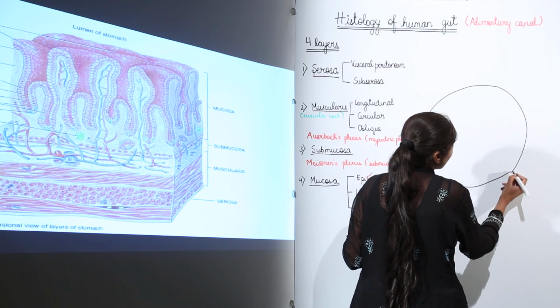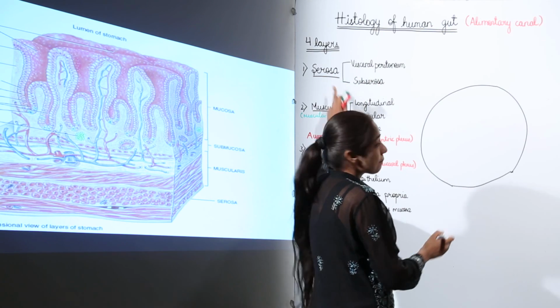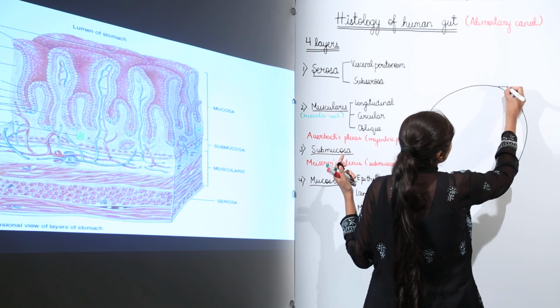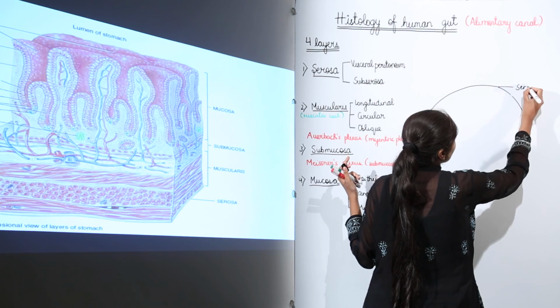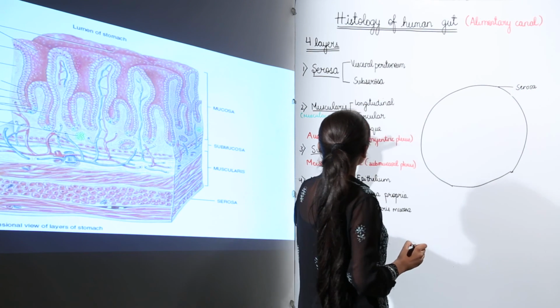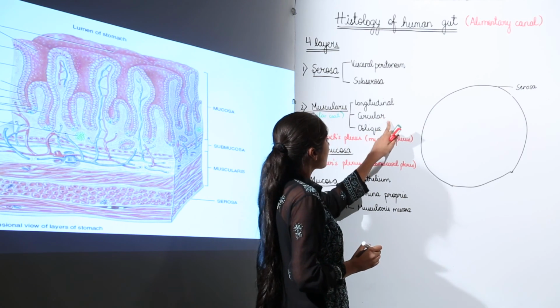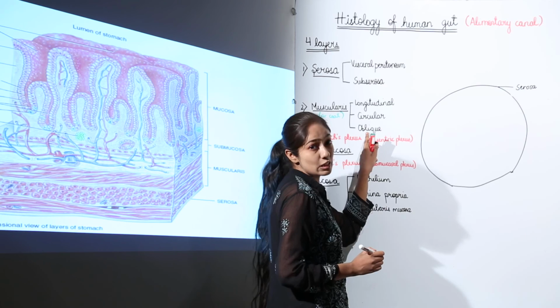and the first layer, what is this first layer? The first layer is actually serosa. So we have serosa, right? And then we have muscularis. We have a longitudinal muscle layer, circular muscle layer and oblique muscle layer in case of the stomach.